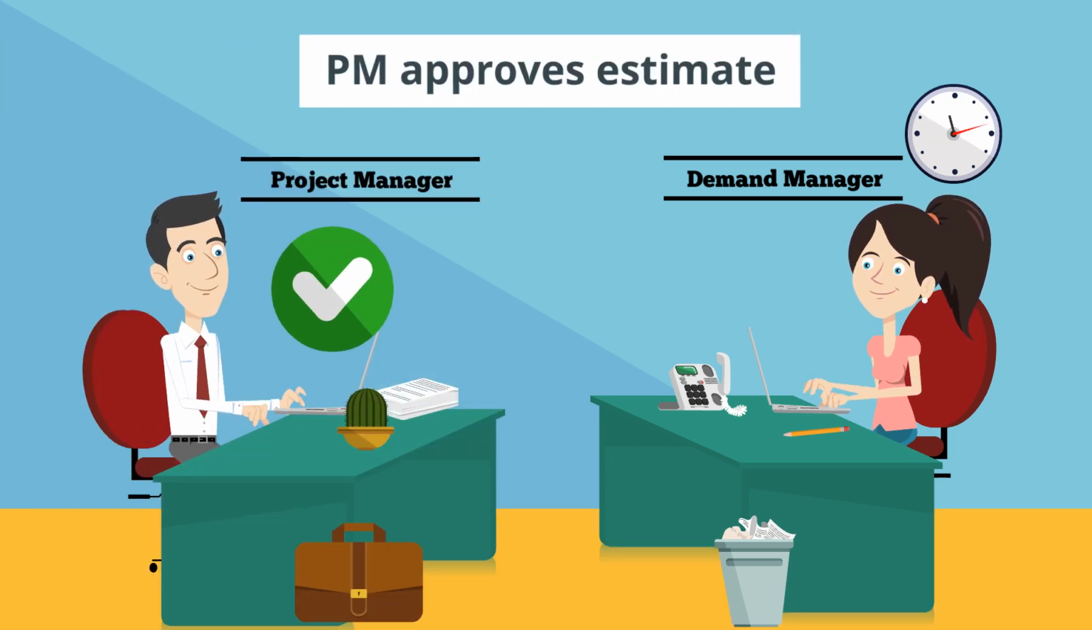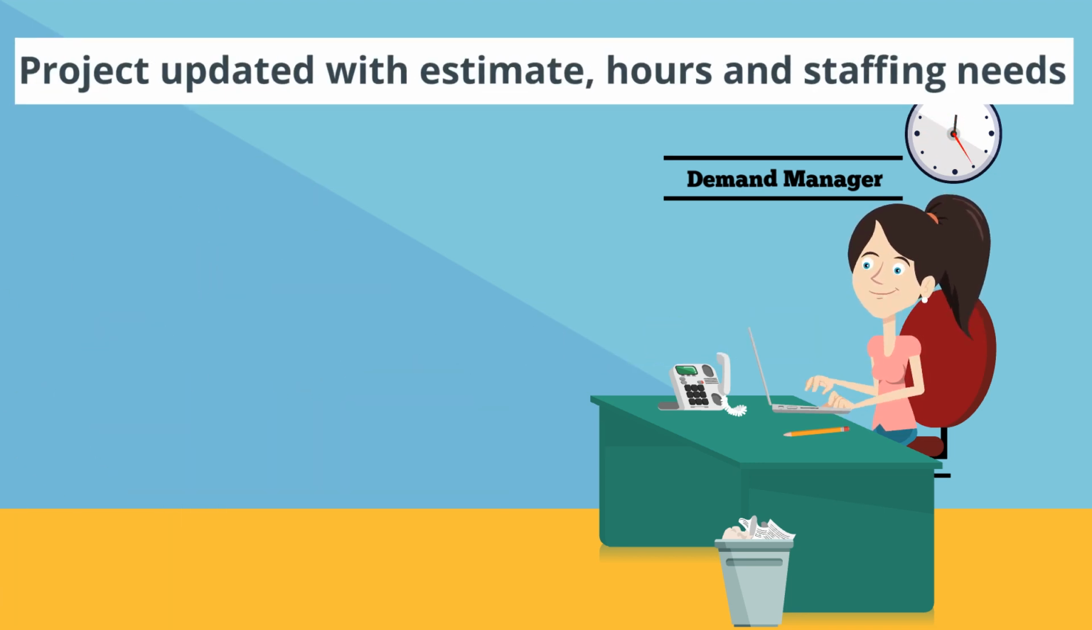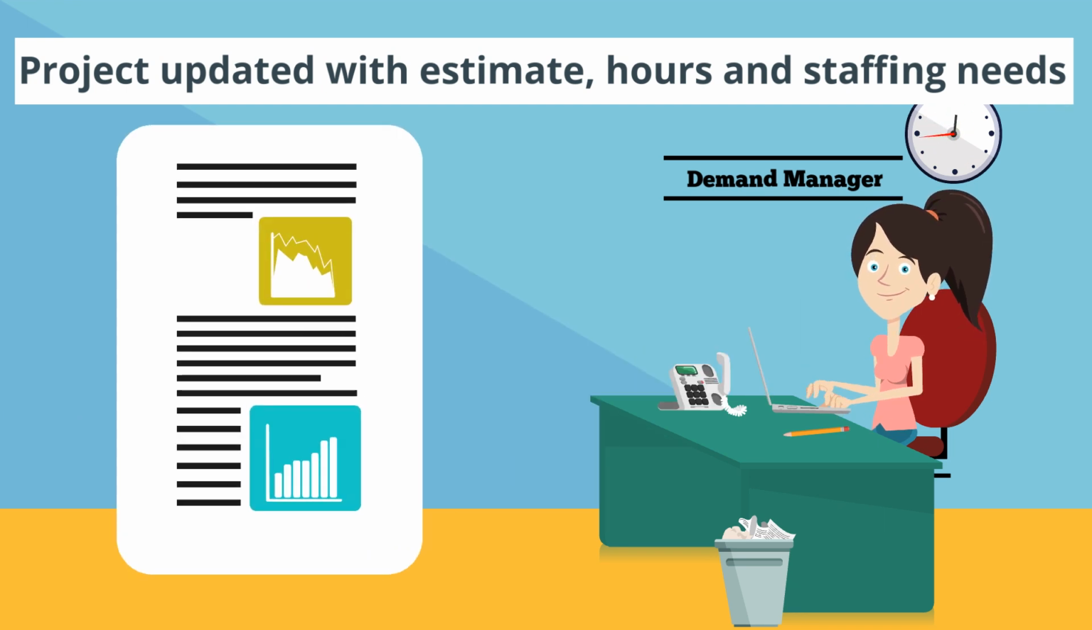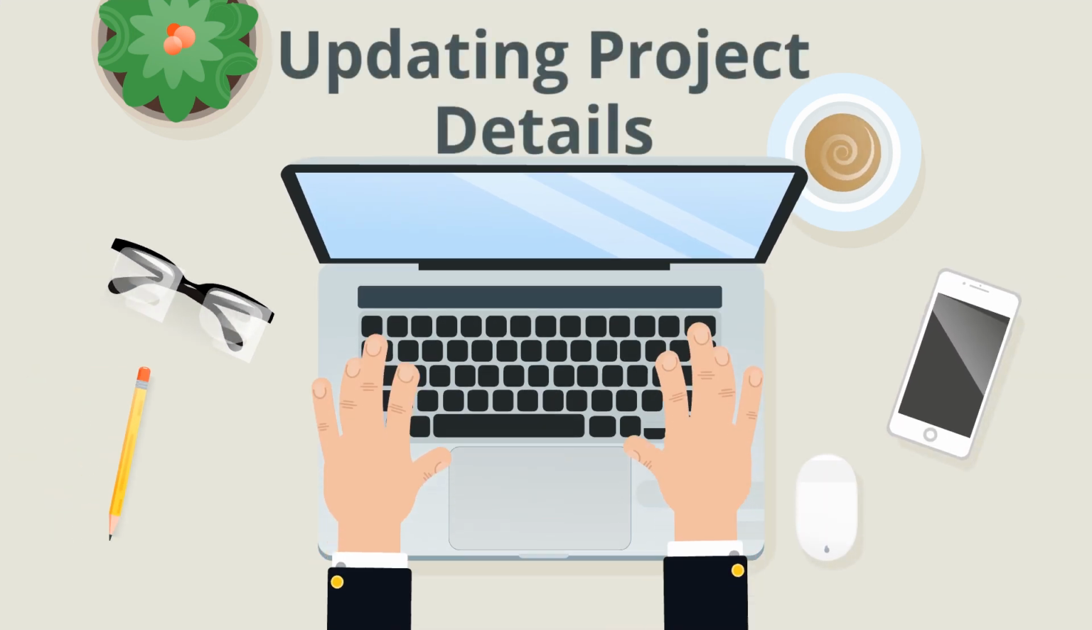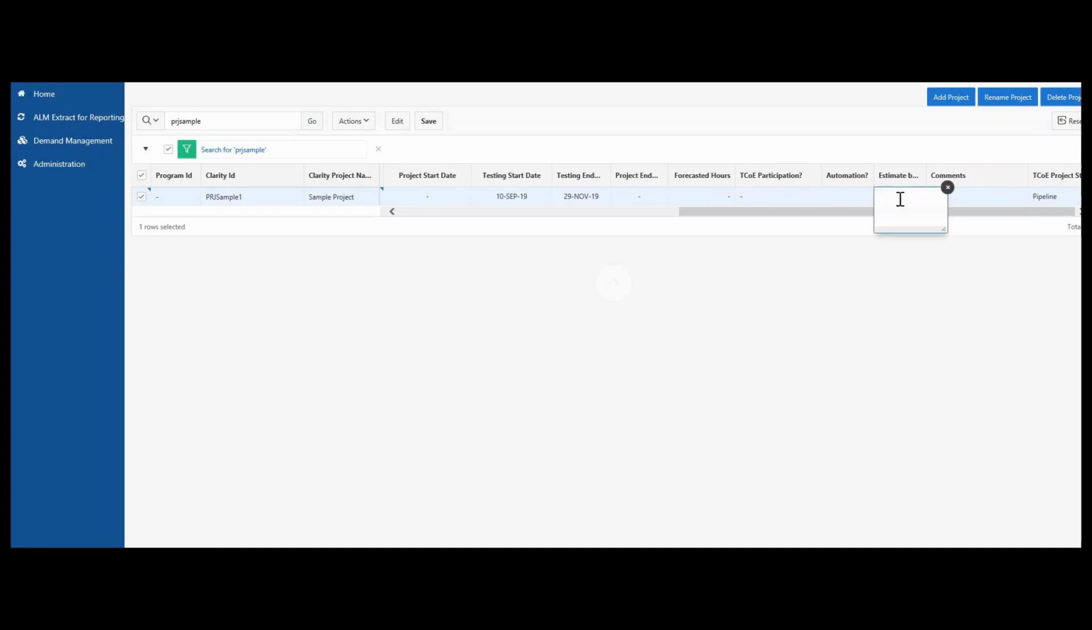Once the project manager approves the estimate, the hours and staffing needs are updated as placeholder resources in the estimate column of the project. To do this, the demand manager again goes back into the project list module to make the update, and each of the data for which the estimate is approved gets added in.